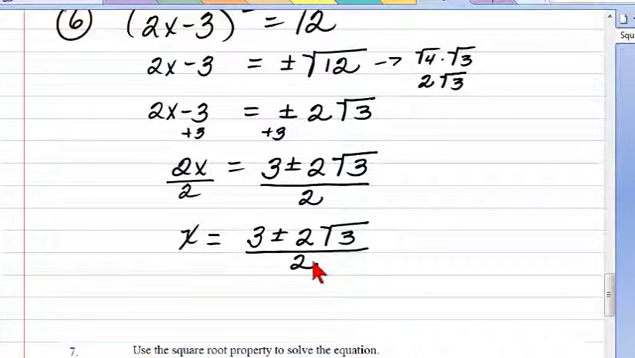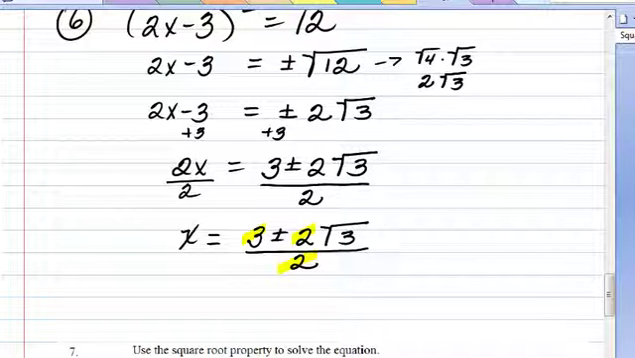Once in a while you can reduce, but only if this rational number, and this rational number, all three have a common factor. Now, these two have a common factor, but all three of them don't. So you're stuck. Done. Can't reduce.